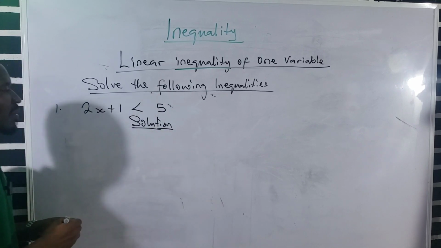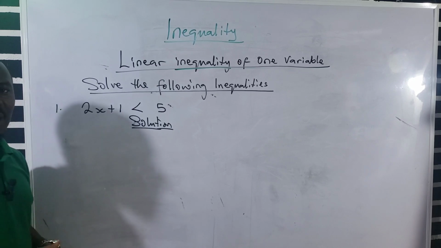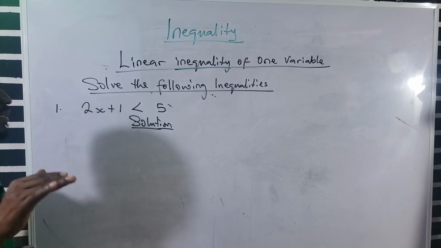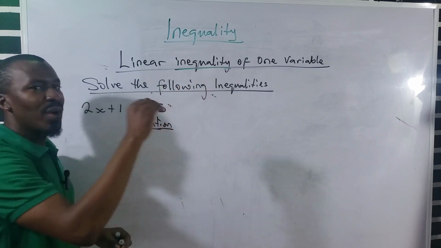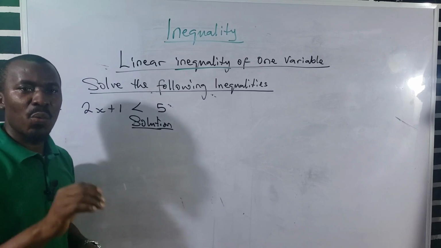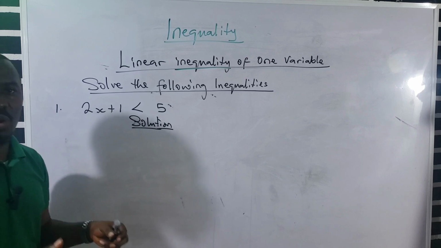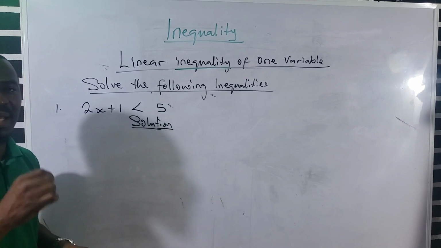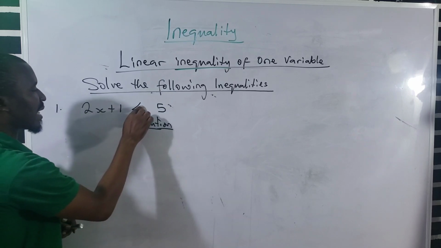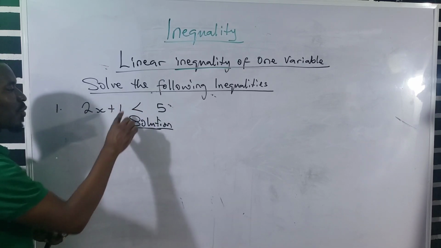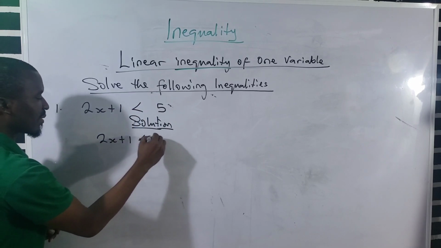Now let us solve for the solution of this problem. Like I said in the beginning of this video, we solve an inequality exactly the same way we solve an equation. There is nothing different in the solving except when you divide by a negative number. The same way I would solve if there was an equality here is the same way I'm going to solve this problem. So I have 2x plus 1 less than 5.